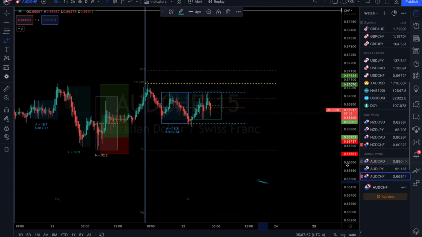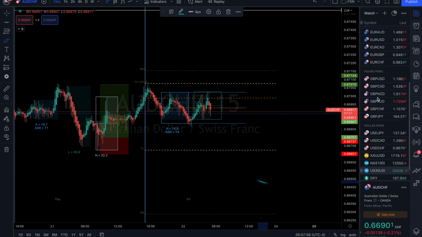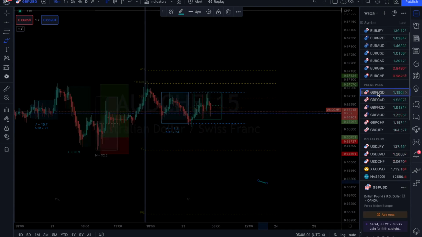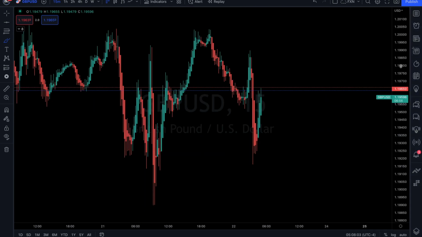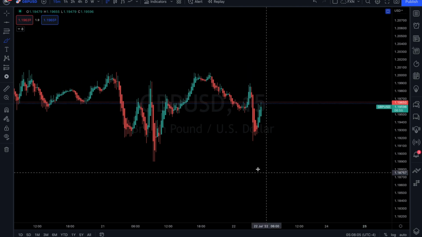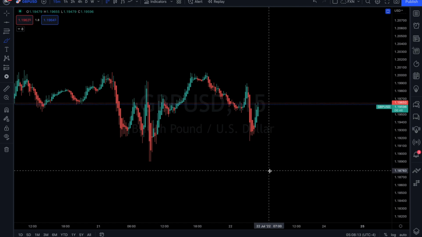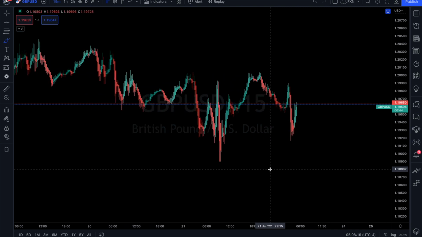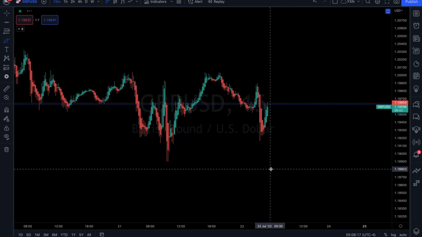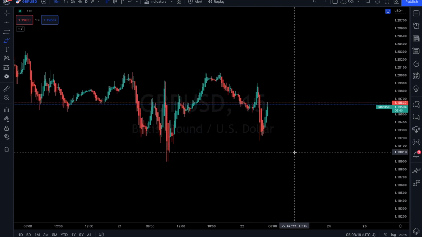Now I'm going to show you a good example that I just saw on GBP/USD, where if market makers wanted to do stop hunting today, let's say, and take out traders or induce more traders, they had a pretty good opportunity to do so.